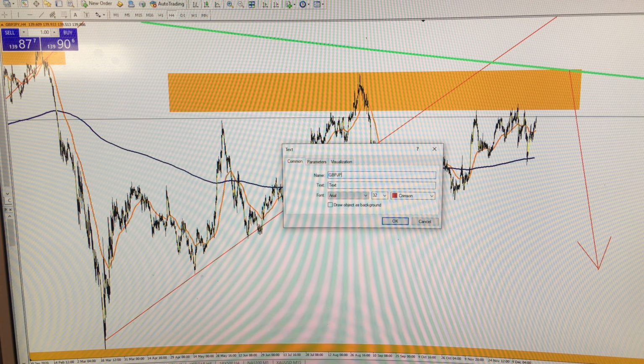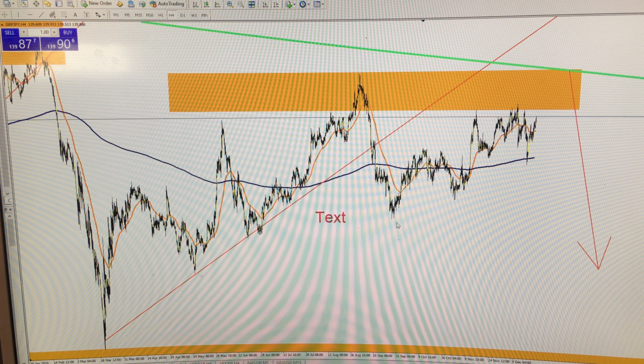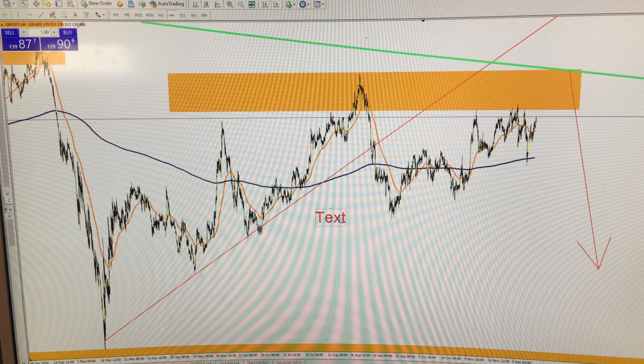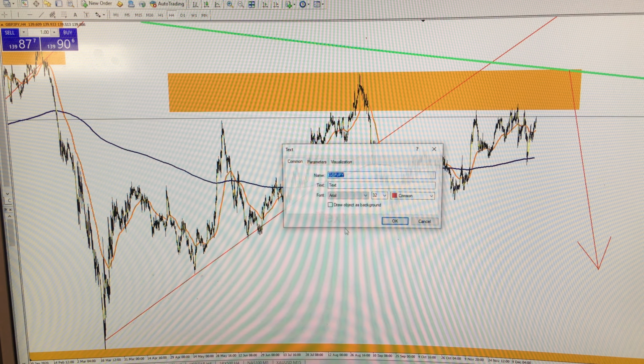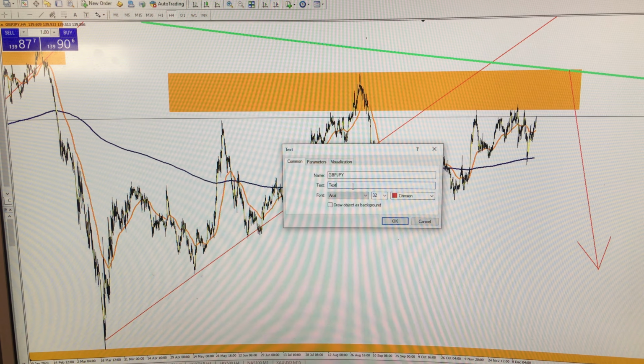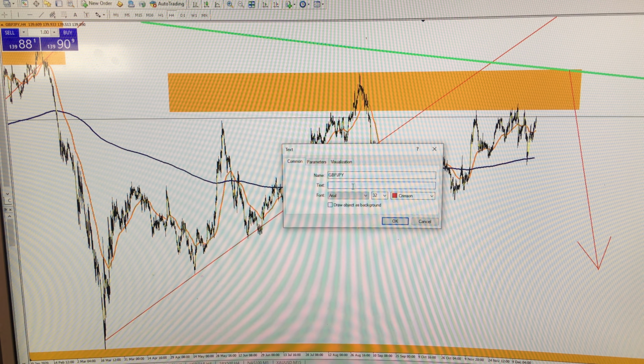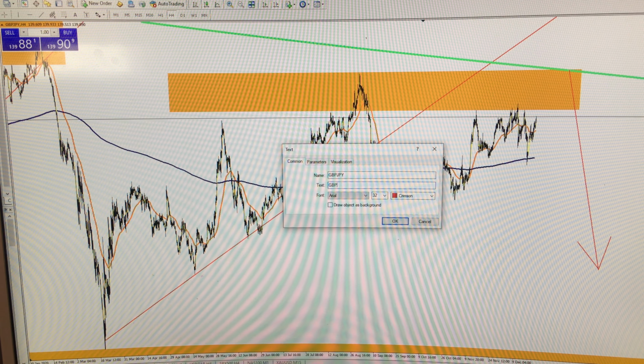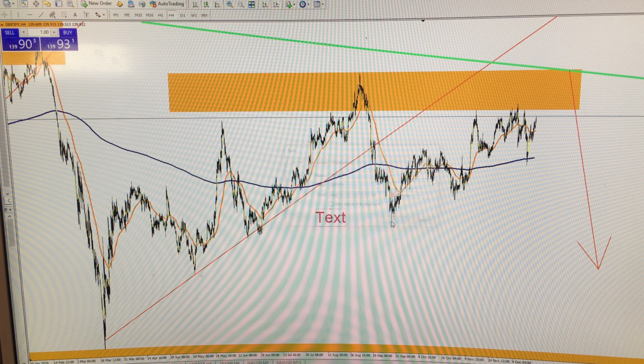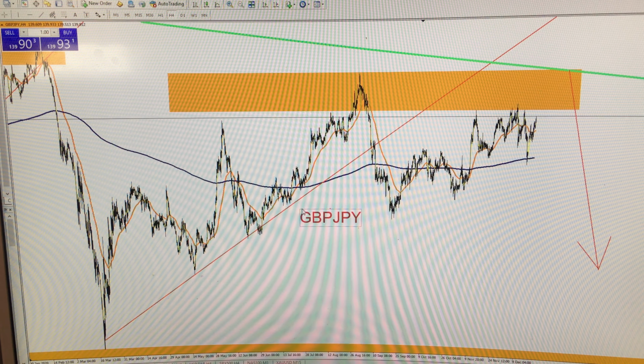So now I've opened the chart of GBPJPY. Yeah, this is GBPJPY. So now I want us to talk about this chart. There is something funny that is happening here with GBPJPY. Now this pair should have fallen.